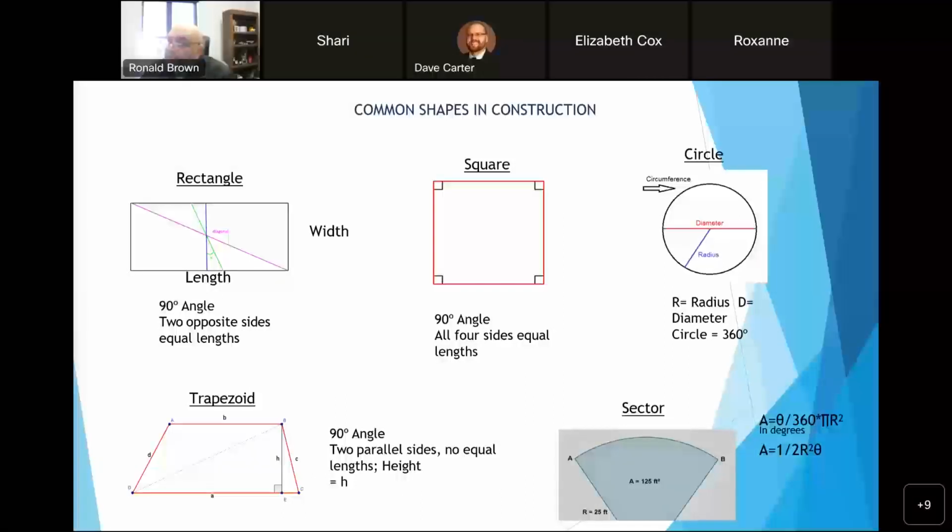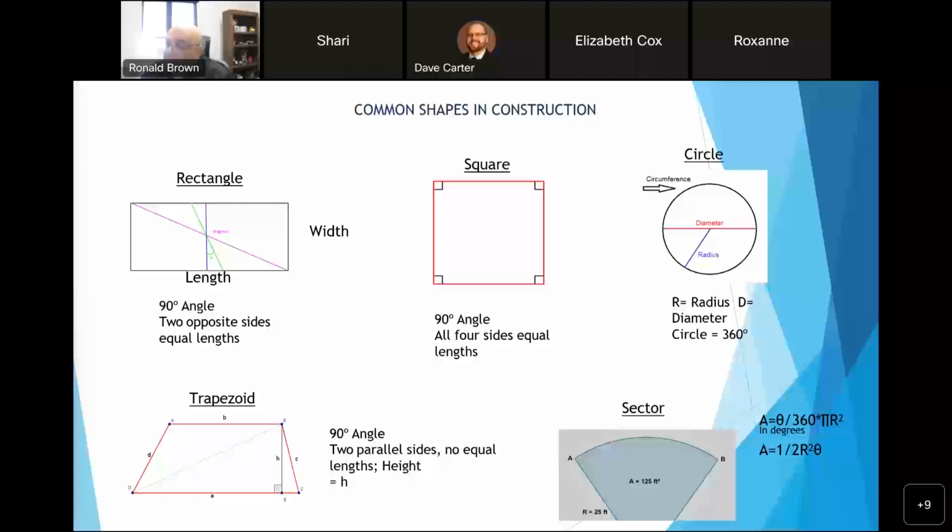Other common shapes used in construction would be a rectangle, which has four 90-degree angles. Two opposite sides are equal length. A square has 90-degree angles on all four corners, and all four sides are equal length. You may also encounter circles. Your circle is 360 degrees.